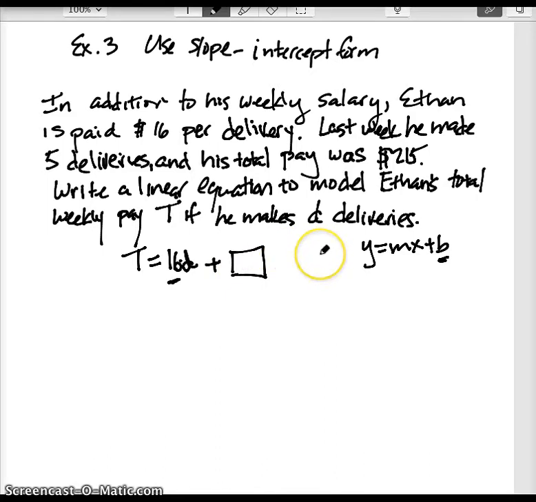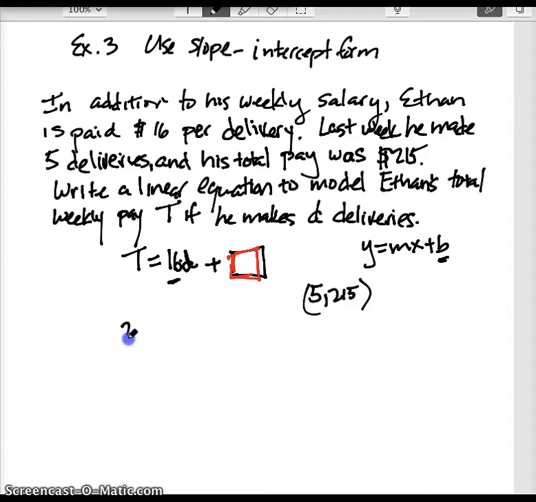We don't have a point, but we do. We have the point (5, 215). This point tells me that when D, or x, is equal to 5, the pay, y, in this case T, is equal to 215. We're going to use that to solve for our y-intercept, or this term here, the salary. So let's get started. I like using red for this, so let's go ahead and use red. I'm going to put a little box here, or I could even put B or S for salary, whatever.